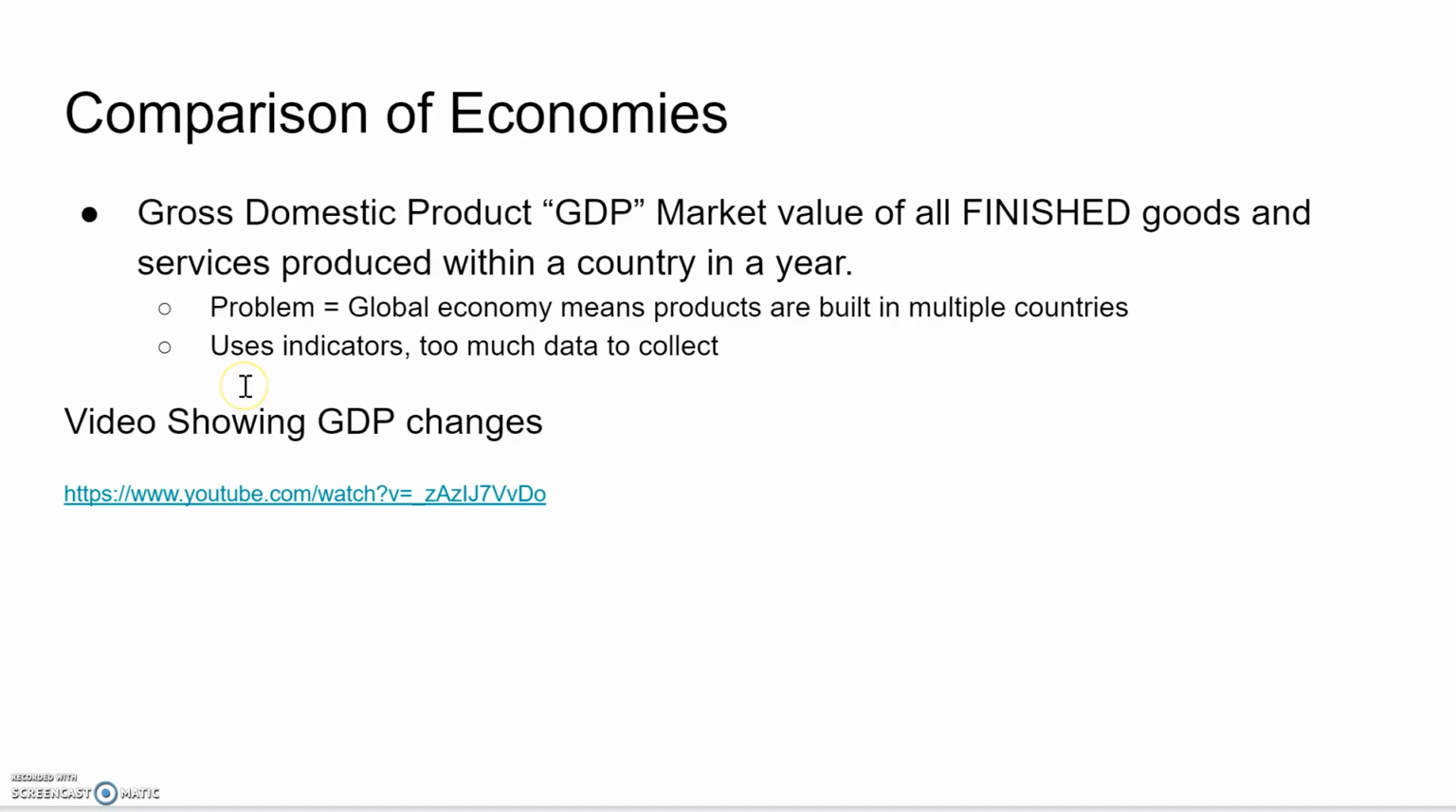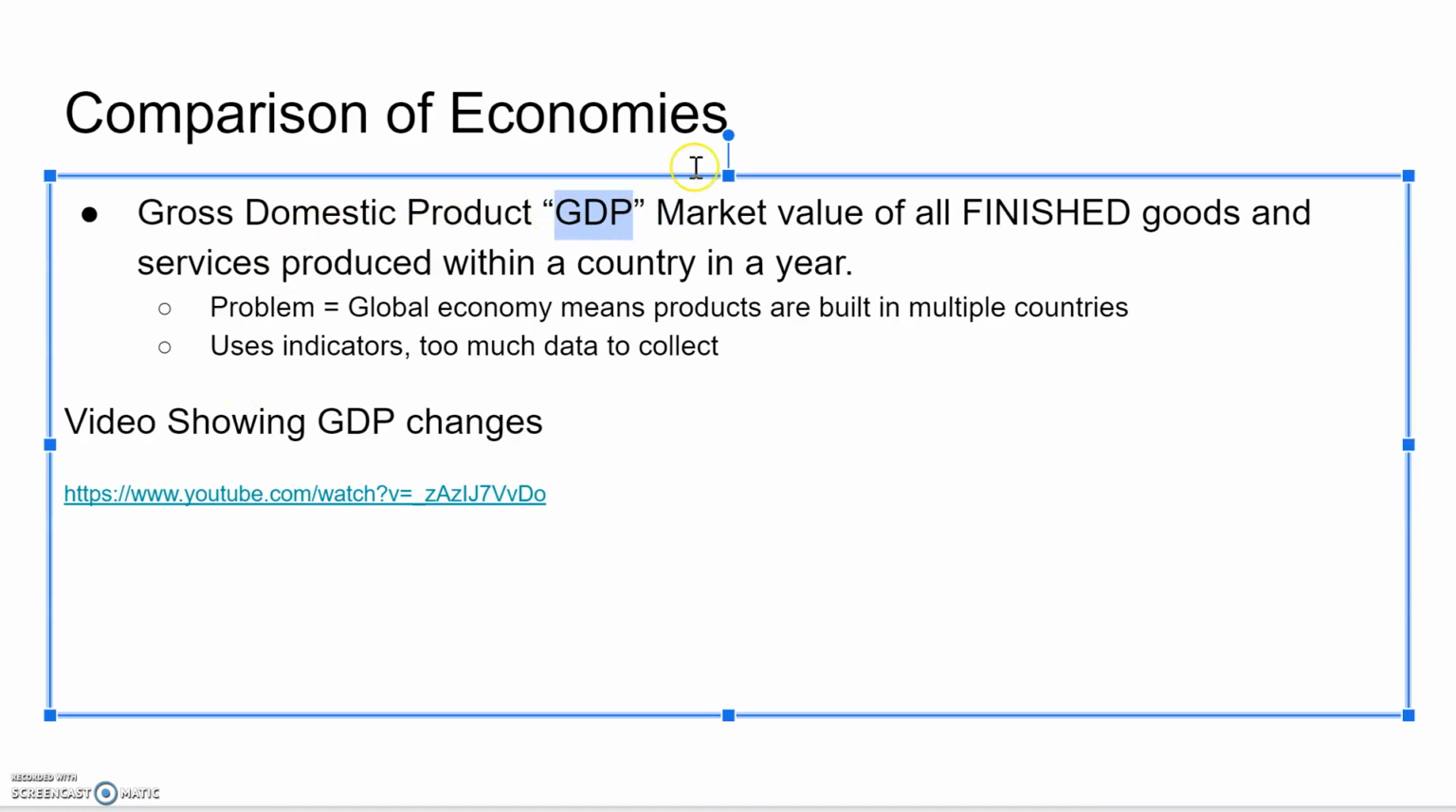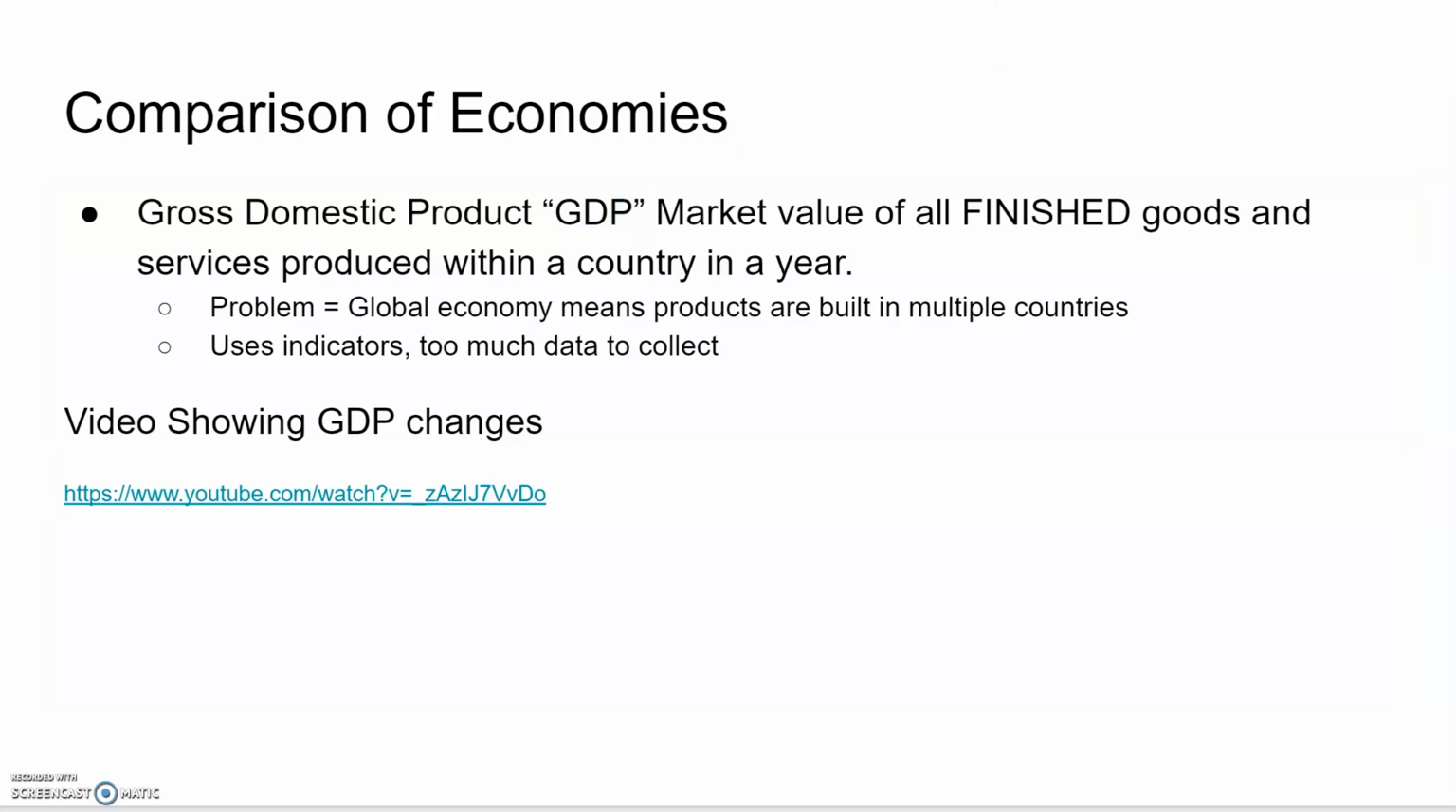So the first thing we need to understand is what is gross domestic product. We call it GDP. It is the market value of all finished goods and services produced within a country in a year. Some of my personal problems with this: because of the global economy, things aren't built in just one country, but the country who finishes that product gets the marker for their entire GDP off of that one industry. And it also uses what's called indicators because there's so much data to collect.